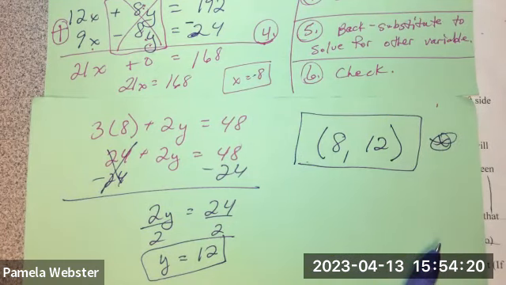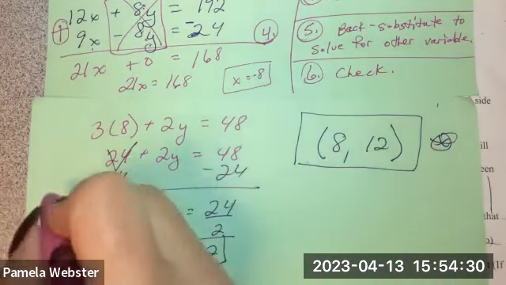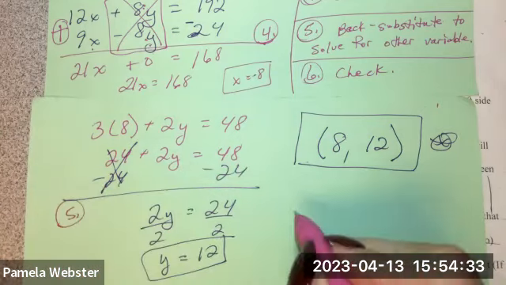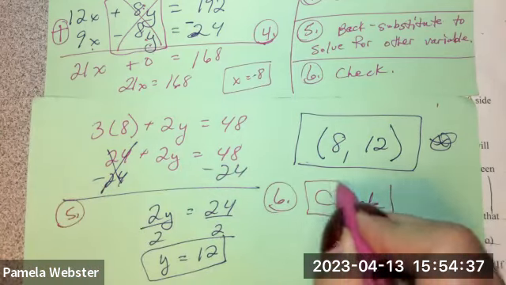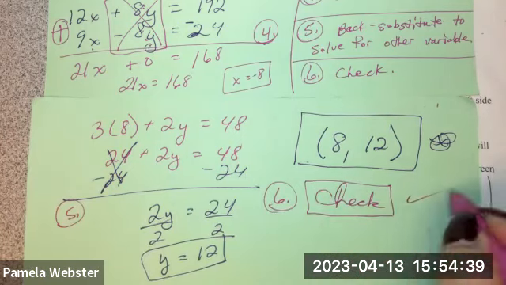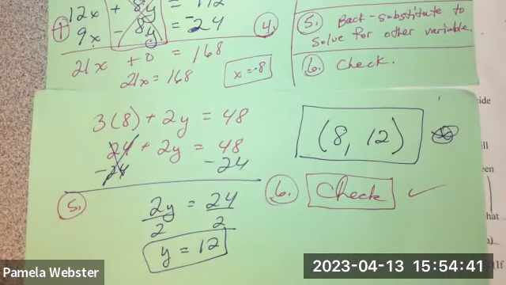I totally just cheated a little bit and checked my answer. That's what the book says too. So I'm going to leave it to you guys to do step number 6. So this was step number 5. Step number 6 is check, and make sure that that answer does indeed work in both of my equations.